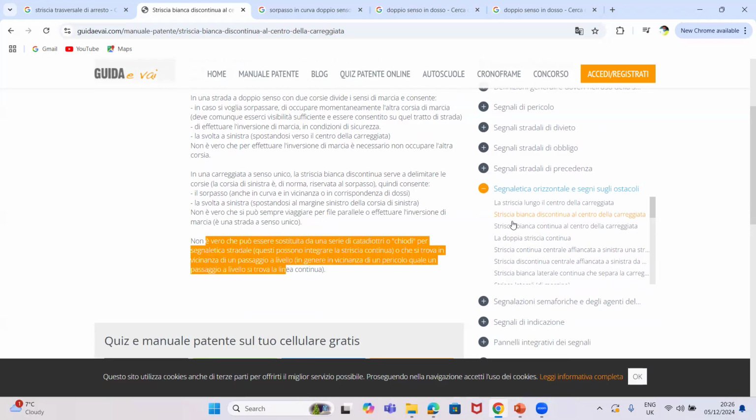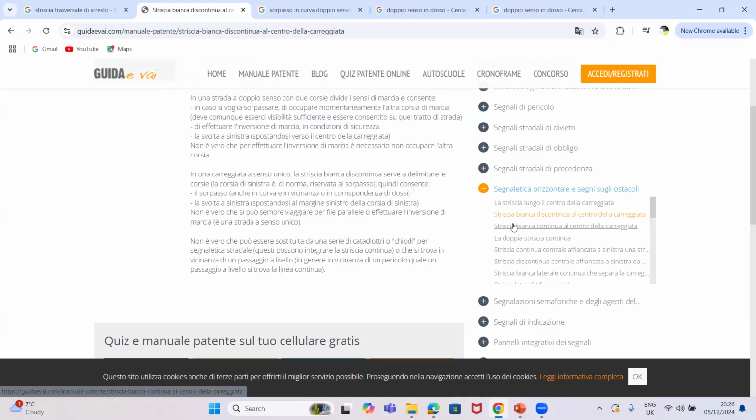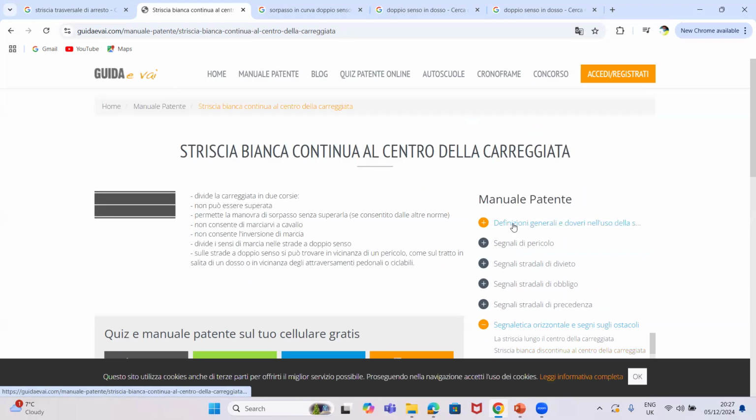Now, striscia bianca continua al centro della carreggiata. You see, I'm saying it is very short. Simple. Non può mai essere superata. Simple, guys. For no reason will you go and enter the other corsia. It is simple as ABCD. Okay. Is it clear? All right.